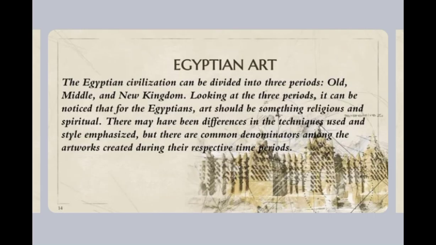The Egyptian art. The Egyptian civilization can be divided into three periods: Old, Middle, and New Kingdom. Looking at the three periods, it can be noticed that for the Egyptians, art should be something religious and spiritual. There may have been differences in the techniques used and style emphasized, but there are common denominators among the artworks created during their respective time periods.